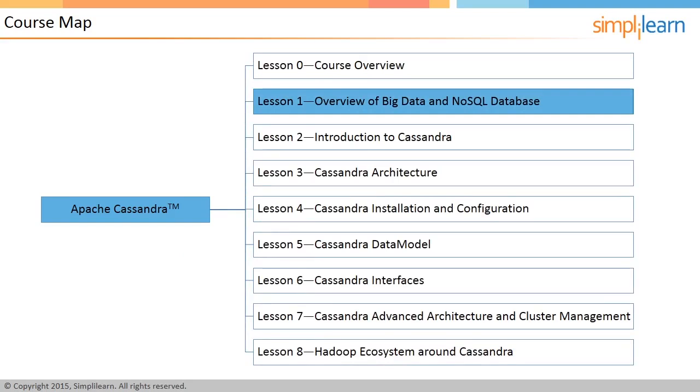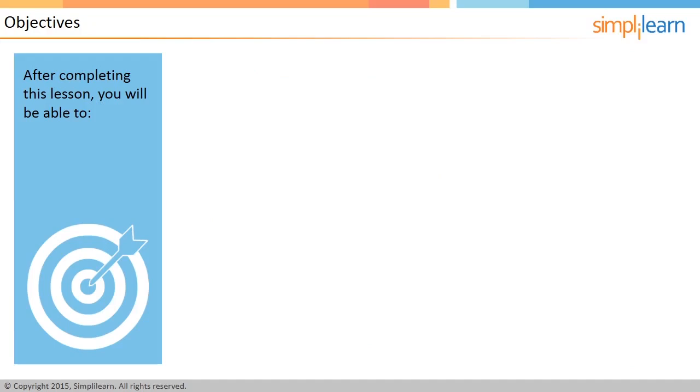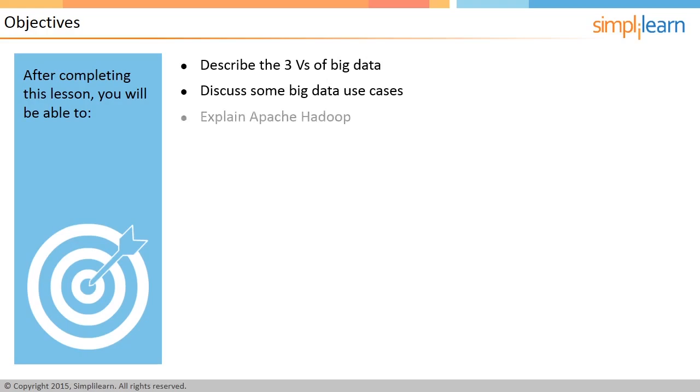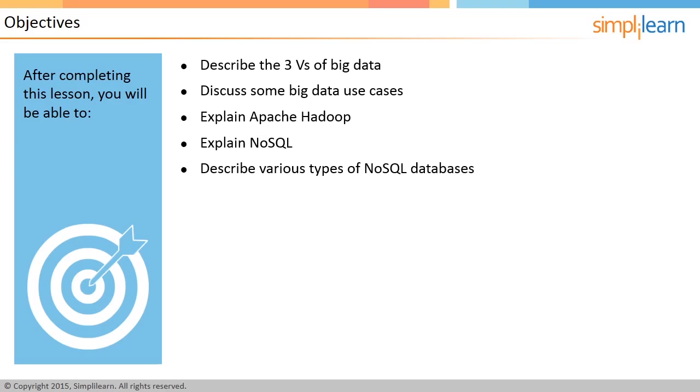The Apache Cassandra course by Simplilearn is divided into 8 lessons as listed. This is the first lesson, Overview of the Big Data and NoSQL Database. After completing this lesson, you will be able to describe the 3 V's of big data. You will also be able to discuss some use cases of big data. Further, you will be able to explain Apache Hadoop and the concept of NoSQL. Finally, you will be able to describe various types of NoSQL databases.